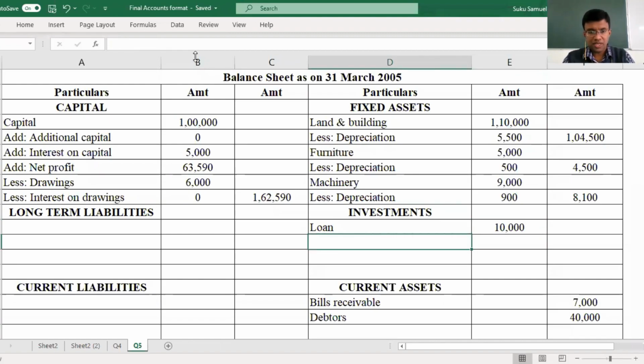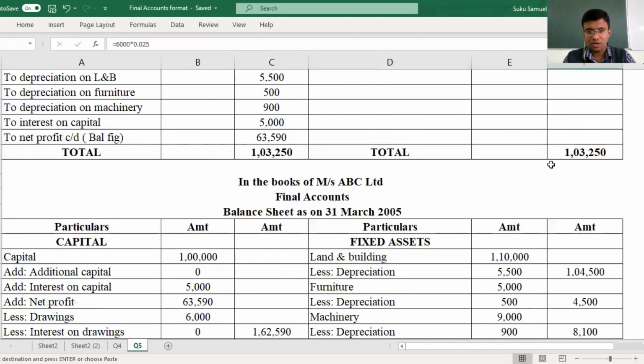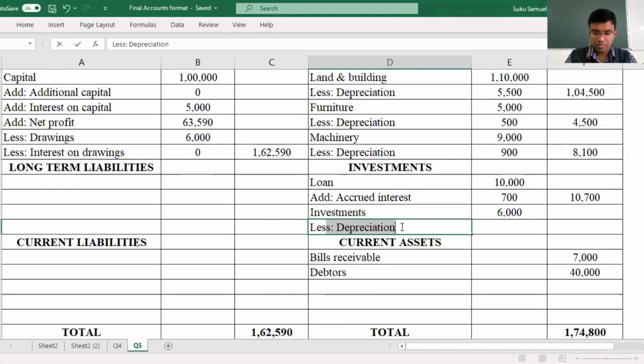How much is loan? Loan given is 10,000. Then we have a corresponding adjustment to this, which is interest accrued, so that we have to add. The accrued interest is 700, and the total amount is 10,700. Then we have investment. Investment is 6,000, and the interest on investment accrued is 150. That also we will have to consider. So this is 6,150.